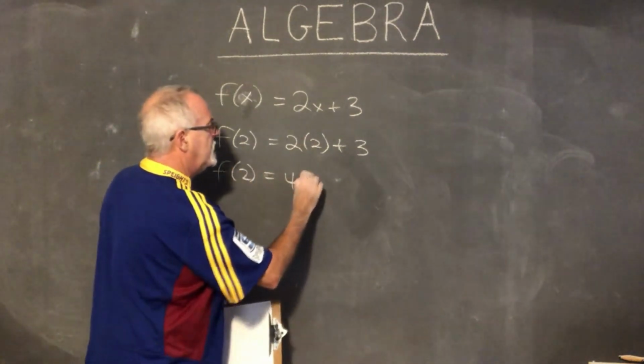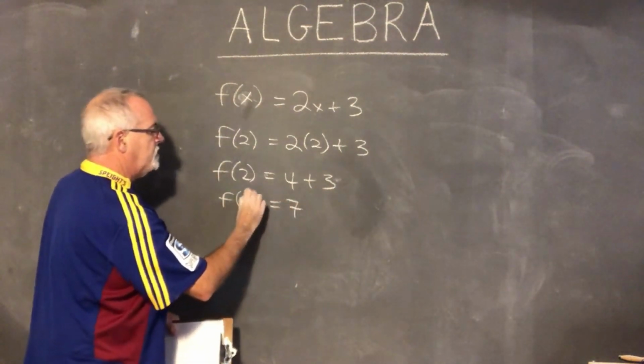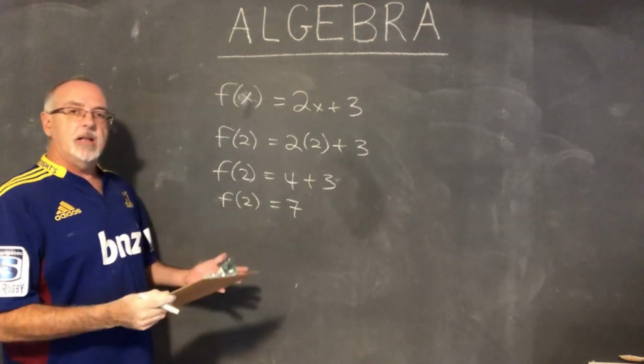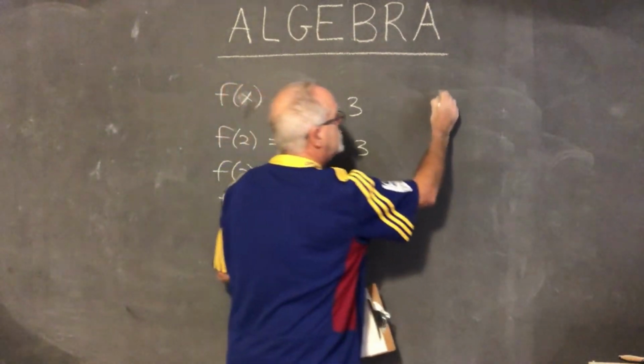2 times 2 is 4, 4 plus 3 is 7. Well, this is looking familiar. It's the same thing that we got when we did it the other way. We're just getting used to this new notation. And that allows us to plug all of our information into a table of values.